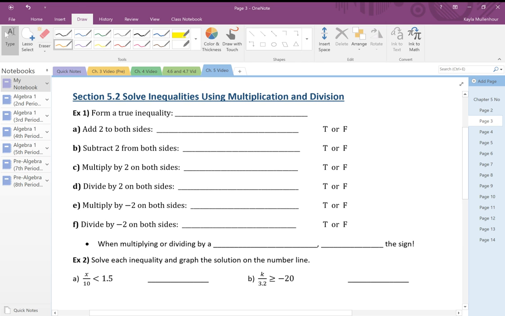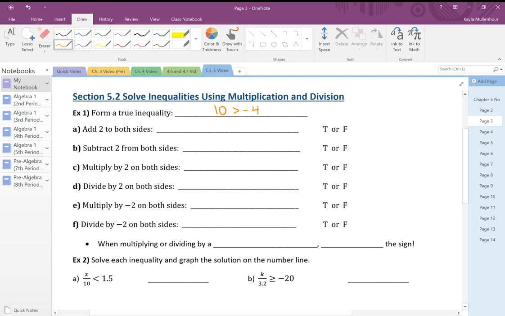Section 5.2, solve inequalities using multiplication and division. So in the last section, we talked about solving inequalities using addition and subtraction, but what about multiplication and division? So first of all, I want you to form a true inequality. If I were to do 10 is greater than negative 4, that's true.